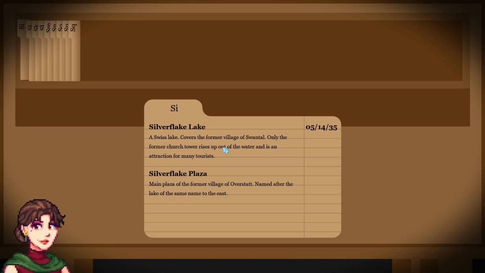A Swiss lake covers the former village of Swansel. Only the former church tower rises up out of the water and is an attraction for many tourists.